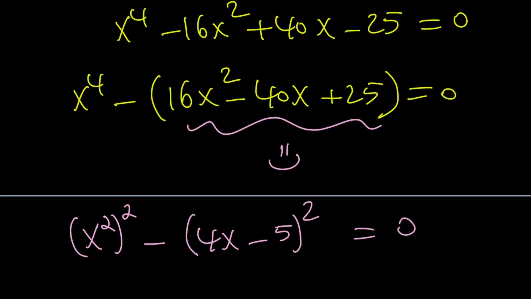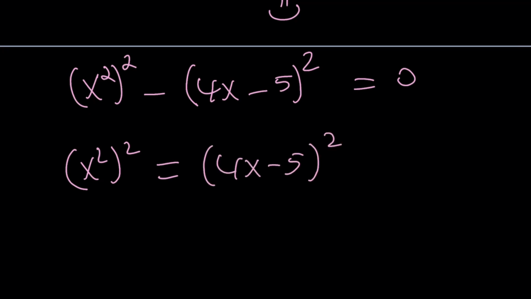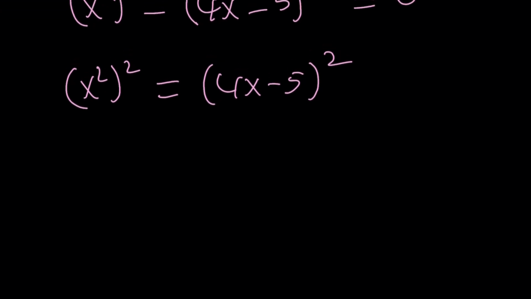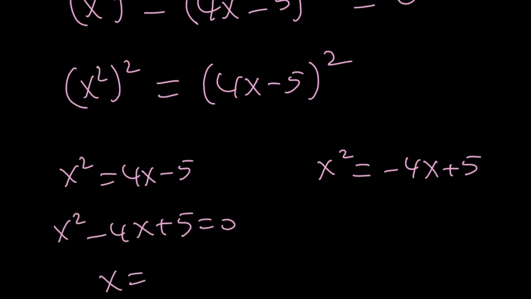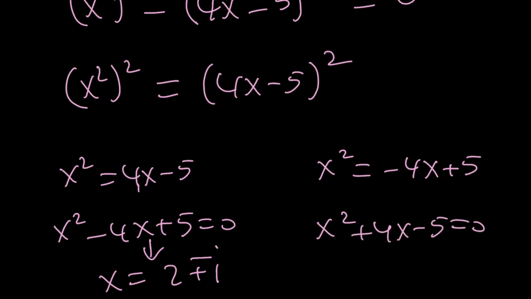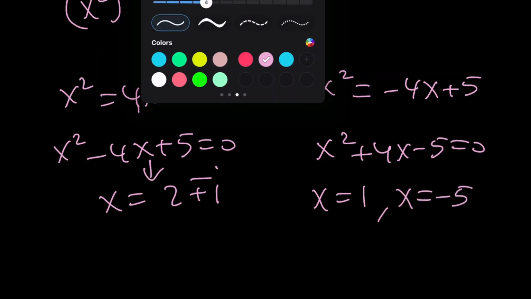And yay, this is easy to solve. You can either go with difference of 2 squares, or if you like this better, you can do that too. Let's go ahead and do it. A squared equals b squared implies a is b, or a is negative b. So from here we get the following. X squared equals 4x minus 5, or x squared is the opposite of 4x minus 5, because if you square opposites, you get the same thing. So now we get x squared minus 4x plus 5 equals 0, which gives us 2 plus minus i. And this equation gives us x squared plus 4x minus 5 equals 0. Remember the sum of the coefficients, x equals 1 and x equals -5. So that also gives us the same 4 solutions.